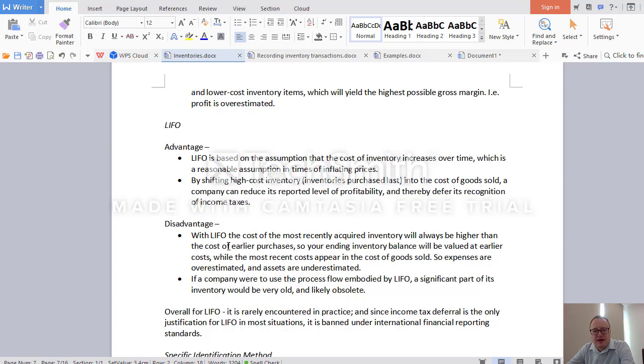Disadvantages. The problem is that if you only sell the recent inventory items, then the old inventory items will continue to stay in your inventory, and eventually they will become obsolete, very old, and then essentially worthless. With LIFO, the cost of most recently acquired inventory will be higher than the cost of earlier purchases, so the ending inventory will be valued at the earlier cost. So in other words, your ending inventories will be underestimated and your expenses, COGS, would be overestimated. Remember that there is inflation and the earliest inventories are cheaper than the later inventories.